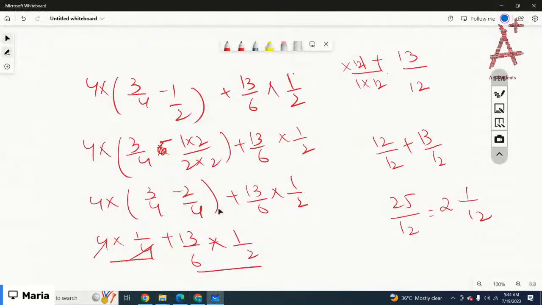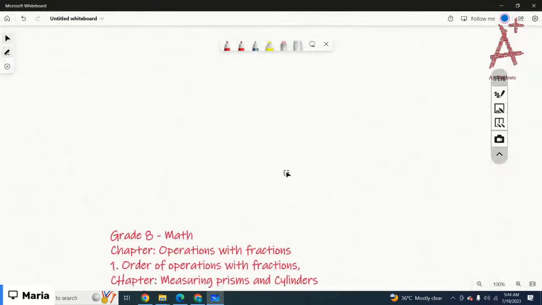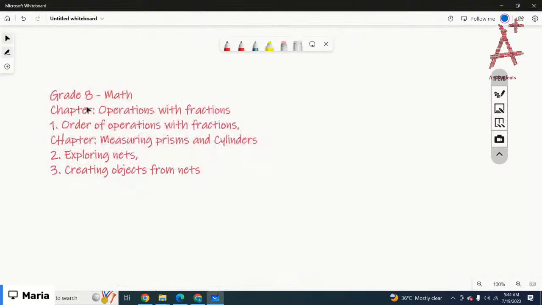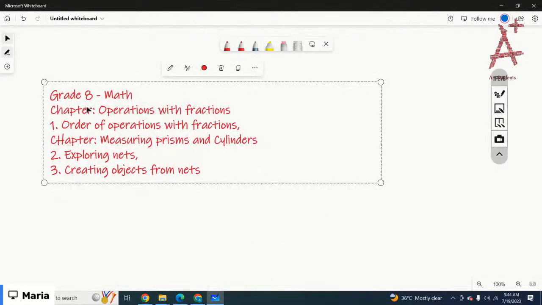Okay, so we were working on grade 8 maths. We've started with the chapter operations with fractions. The lesson we covered from the chapter is order of operations with fractions. Then we started the chapter measuring prisms and cylinders. The lessons we did are exploring nets and creating objects from nets.